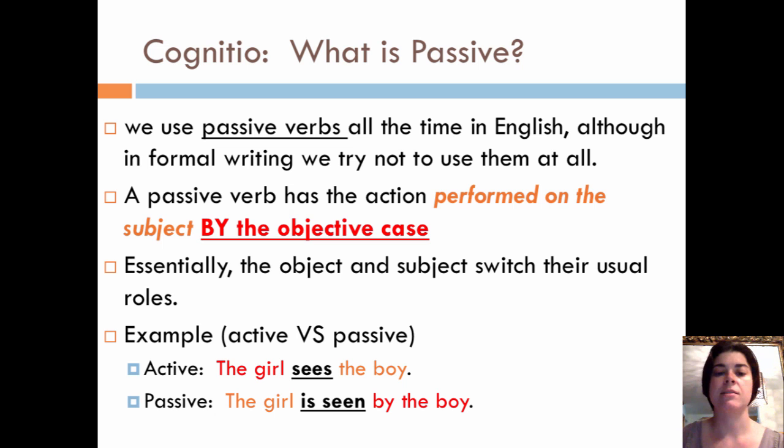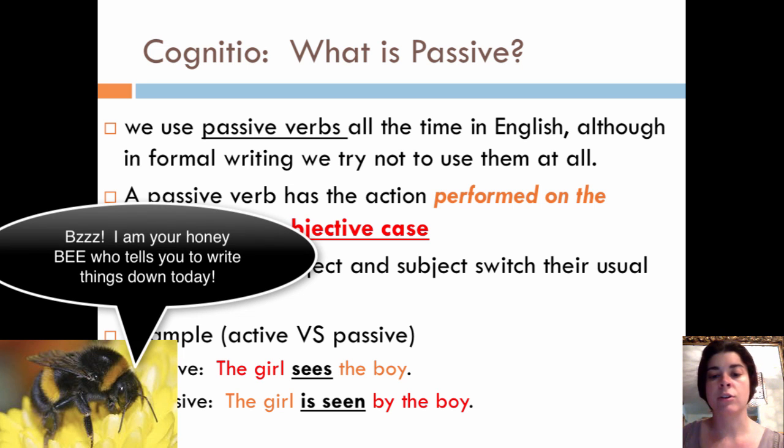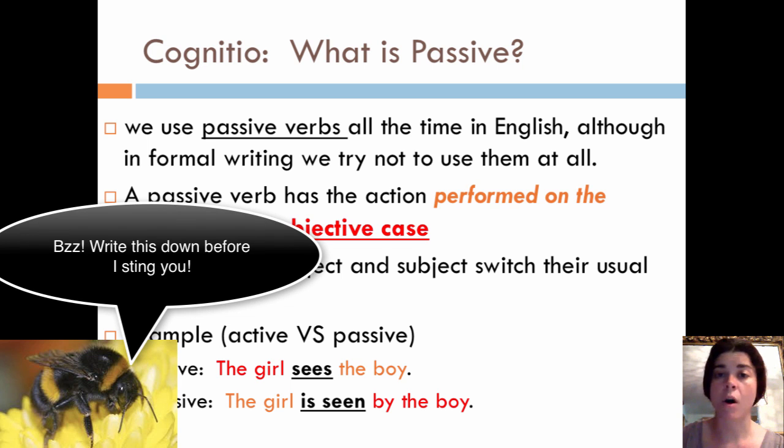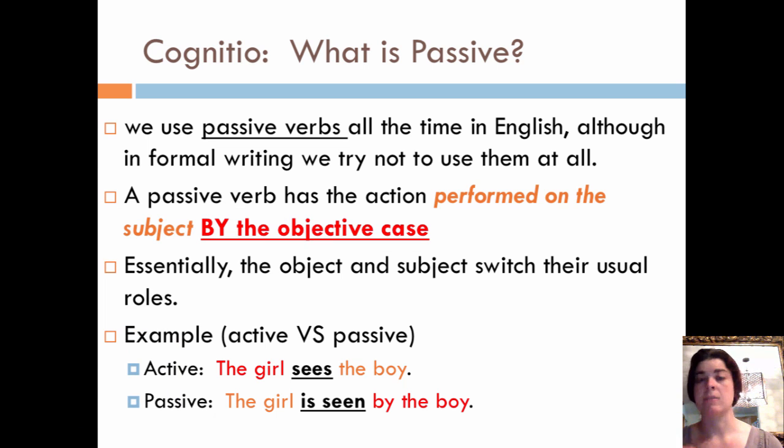In an active sentence, the girl sees the boy. So the girl is performing the action. She is seeing an object, and the object is affected by that action. In a passive sentence, keeping them in the same position, you notice that the action has been reversed. The girl is seen by the boy. In this sentence, the girl is no longer doing the action. She is instead now receiving it upon herself, and it's instead the boy performing the action. He is doing the seeing, and the girl is the one being observed. So that is essentially the difference between active and passive.